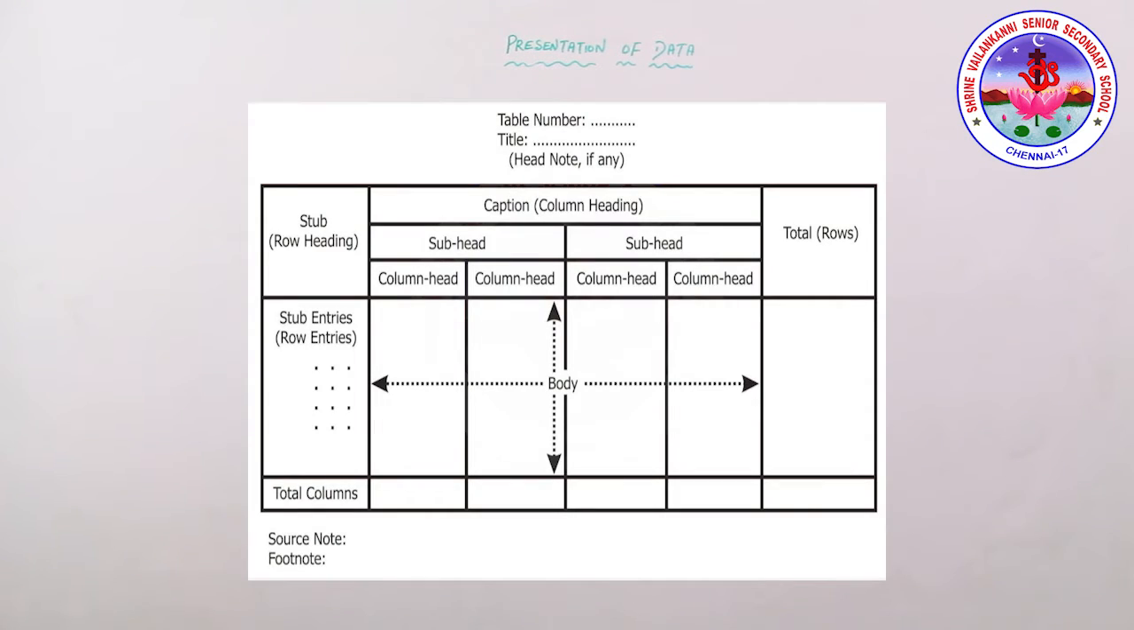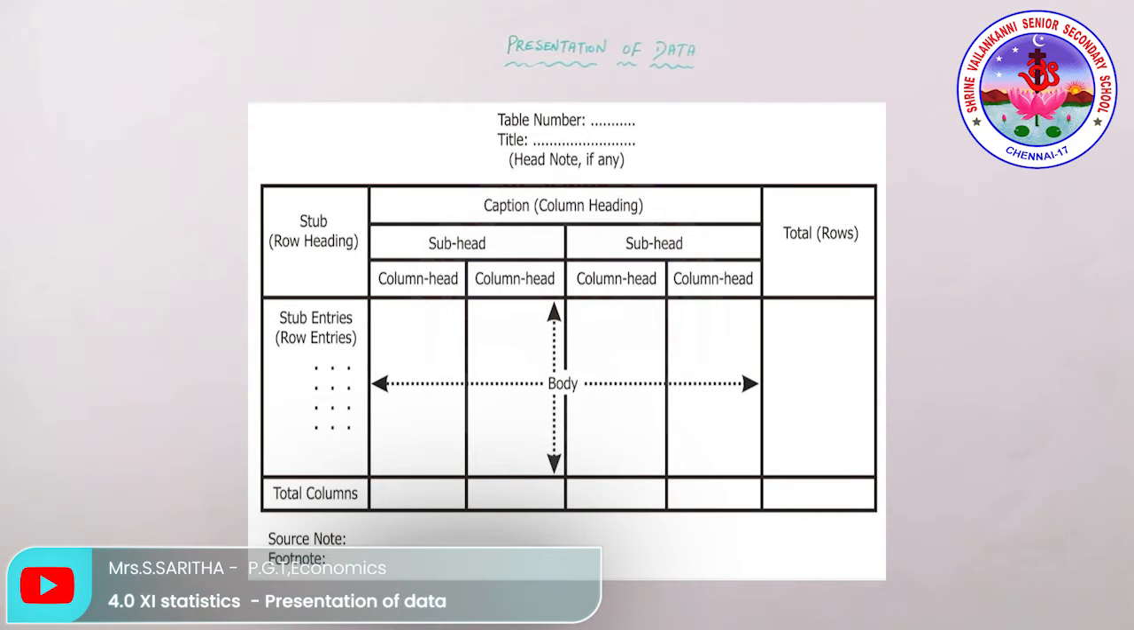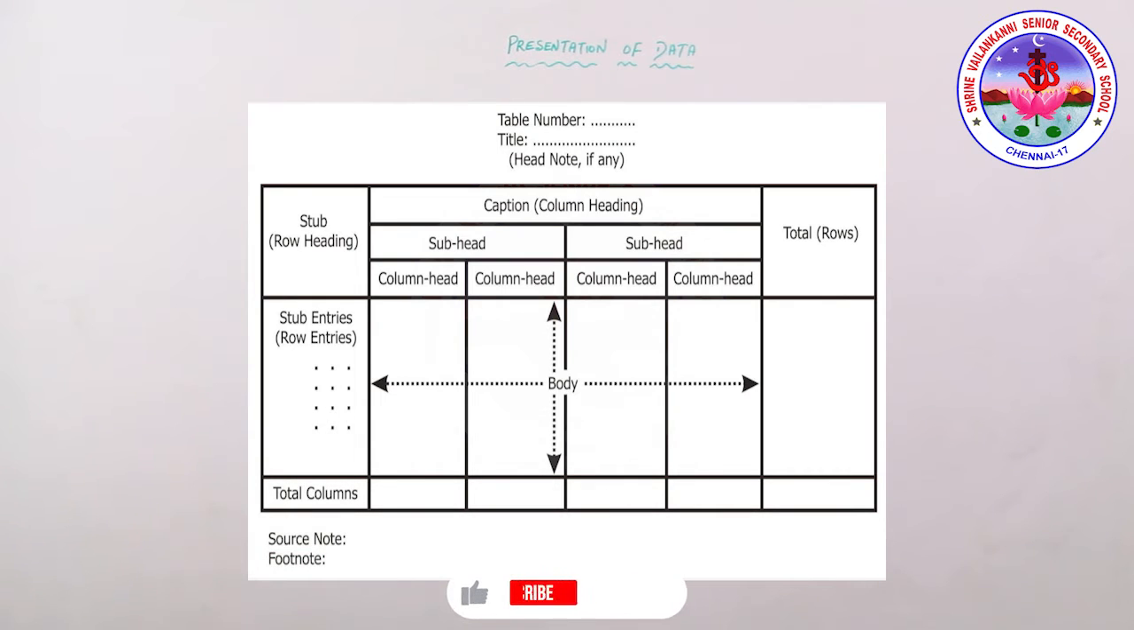Let's start with the first one, table number. Each table should be numbered for easy identification and for further references. When there are many tables, they should be numbered in a logical sequence, and the table number may be given on the top of the table or at the beginning of the title of the table.